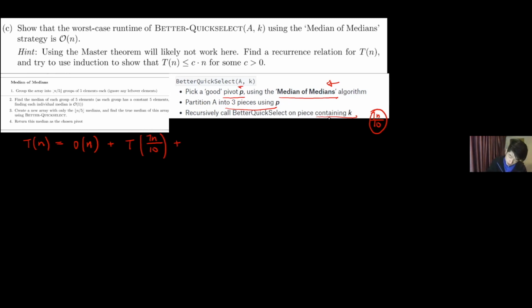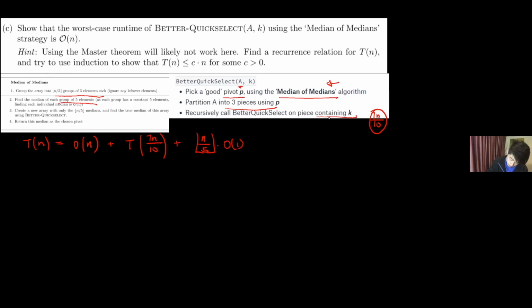So now we need to figure out how long the median of medians algorithm takes. Grouping the array into groups of 5 should take linear time, I guess. Then finding the median of the 5 elements is constant time, and we have n floor div 5 times constant time. So that's that step. Creating a new array, sure.